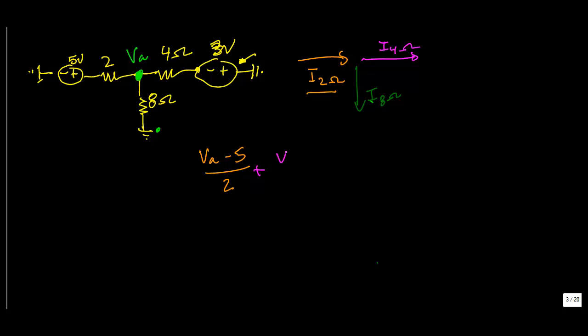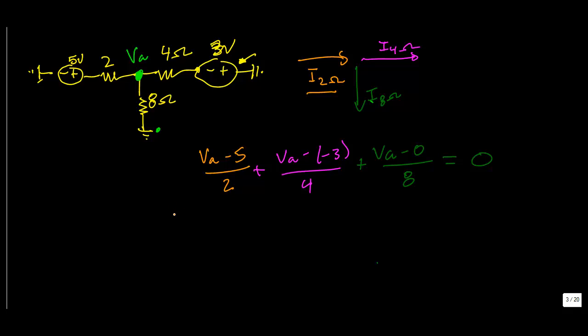We got VA minus, and like I said, minus 3 volts over 4 ohms. And then our last color, which is green, we got (VA minus 0) over 8 ohms. And this is all equal to 0. Like I said, we're just representing I2 ohm in the orange, I4 ohm in the purple, and I8 ohm in the green.